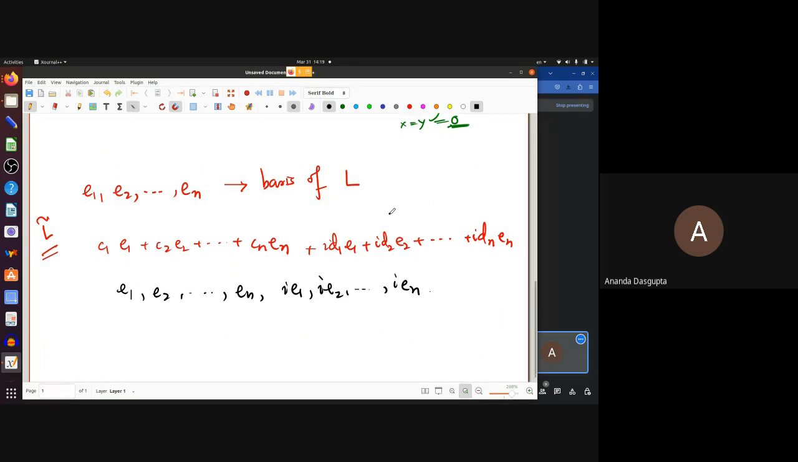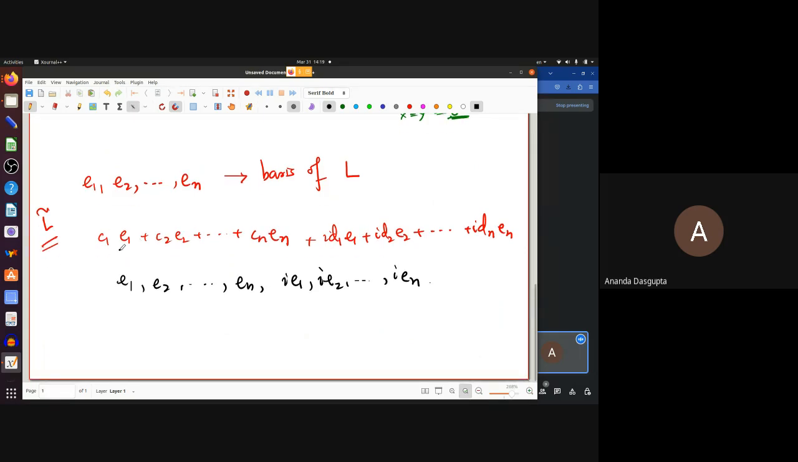However, just think of it this way. You can also think of E1, E2, En as basis vectors, but then E1 will be multiplied by C1 plus iD1, a complex number. E2 will be multiplied by C2 plus iD2, and so on.